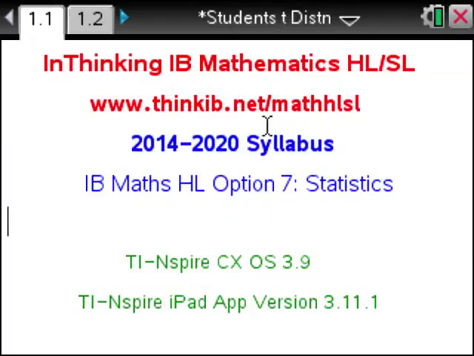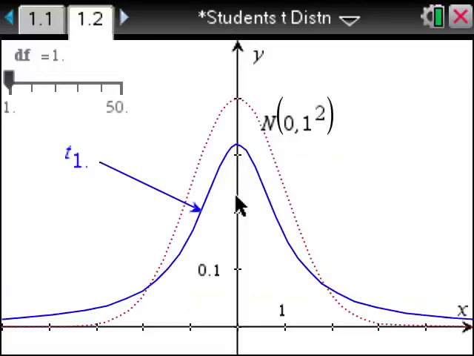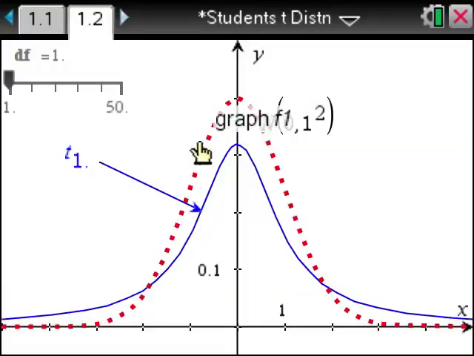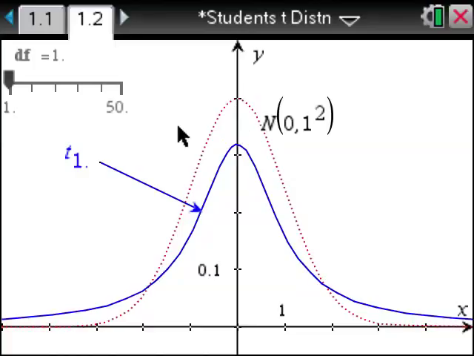This topic links to the IB Higher Level Option 7 Statistics topic, and specifically to do with students' t-distribution. What we see on the screen here at the moment, the red dotted line, is the normal distribution, the standard normal with mean 0 and standard deviation 1. And at the moment the blue curve is showing the t-distribution with 1 degree of freedom.